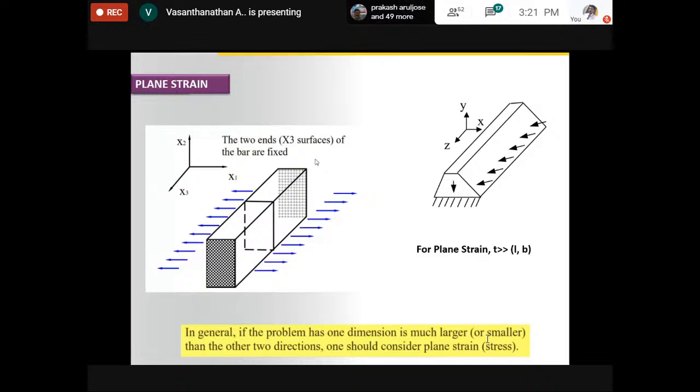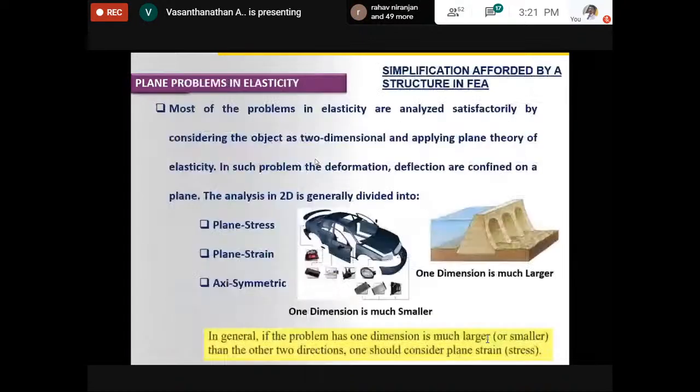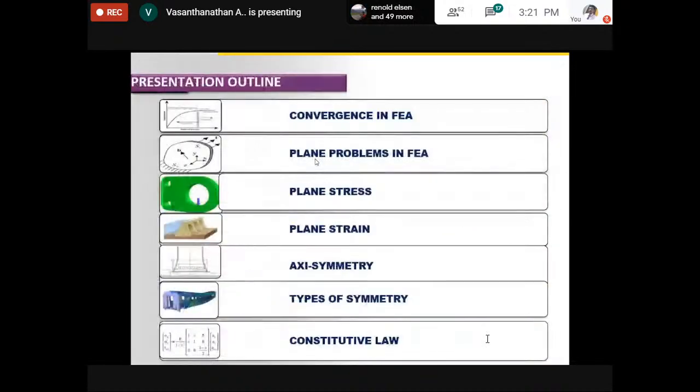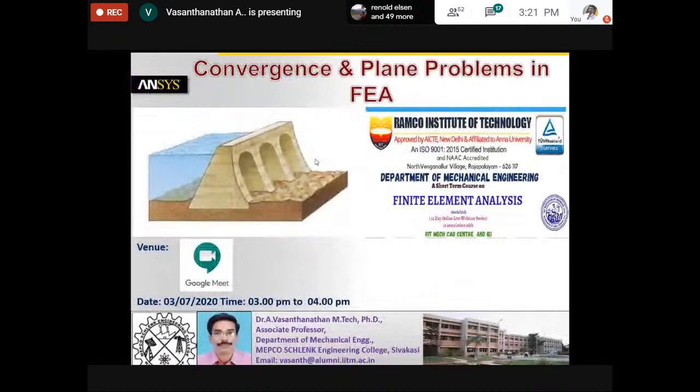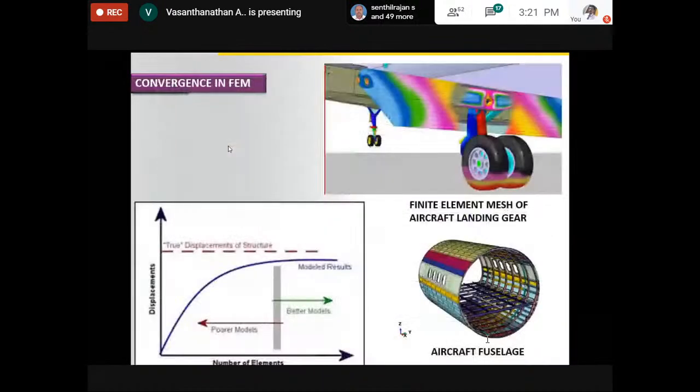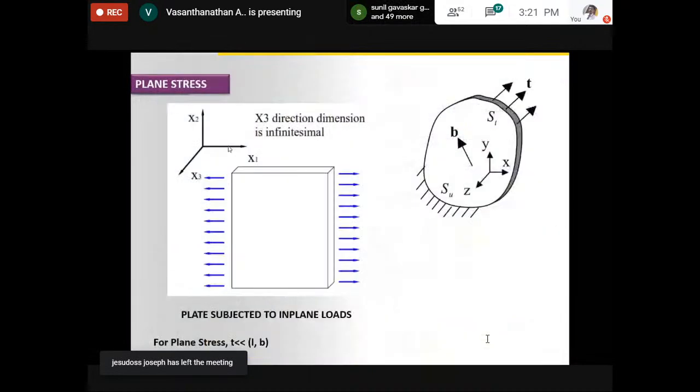For plane strain, here also you can convert it into 2-dimension. In the very first slide, the title slide, you are able to see a dam sketch, correct? This is a dam sketch. Now I want to solve for this structure. This structure is subjected to water pressure. For this, what is the assumption here to convert 3D into 2D?